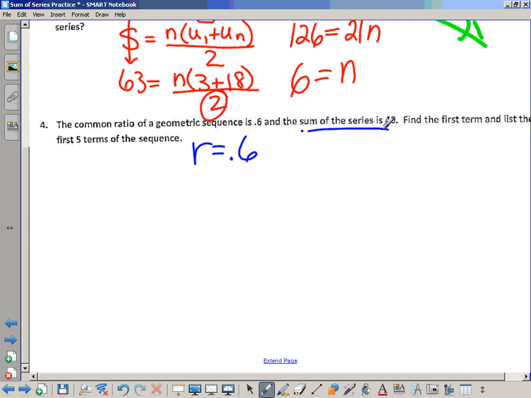Now, when they just say the sum of the series, they don't say the sum of the first 5 terms or the sum of the first 10 terms. The general sum of the series, that leads me to believe that this is infinite. They want to know the first term and then list the first 5 terms of the series.